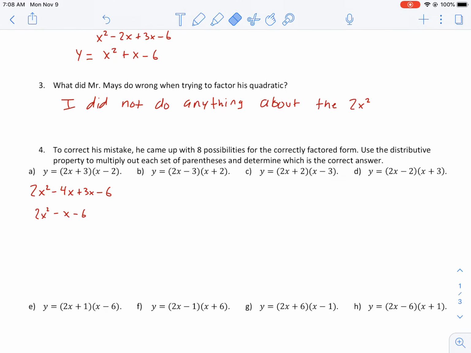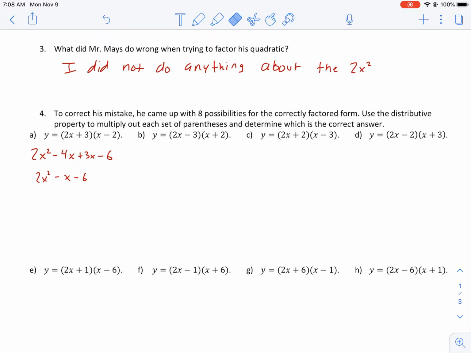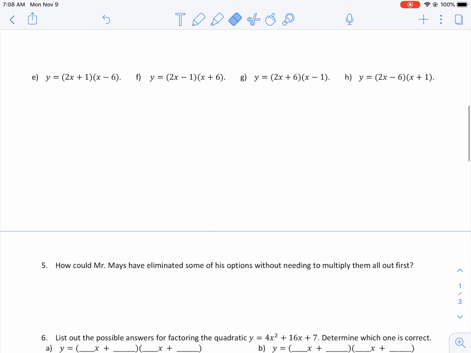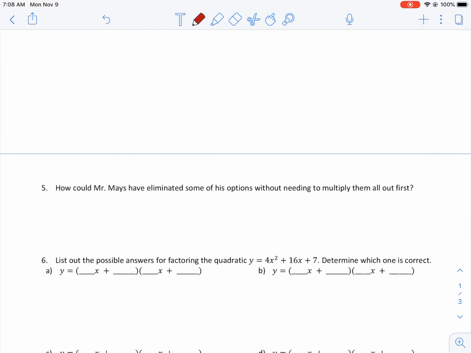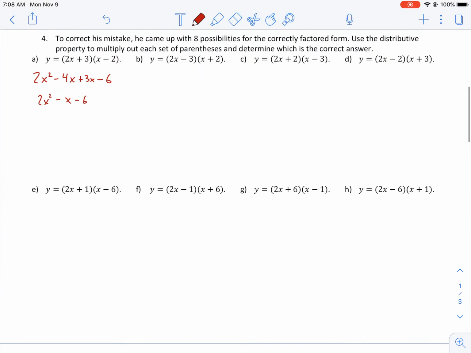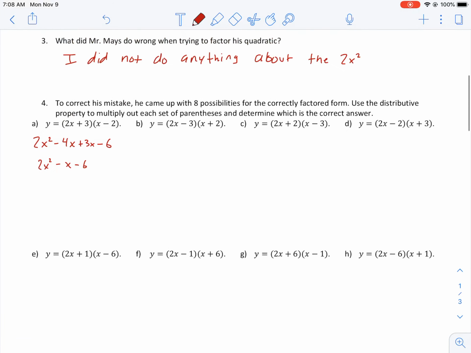So I want you to go through all 8 of these and multiply them all out, all right, and tell me the answer. How could Mr. Mays have eliminated some of his options without needing to multiply them all out first? Well, there's some things, and hopefully you've paused the video, all right, and went and done all 8. If not, you should need to do that right now. But there's some things that you can kind of look for, okay?